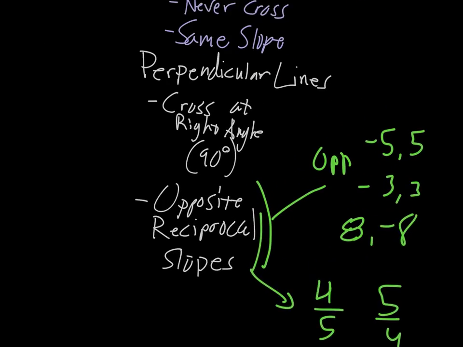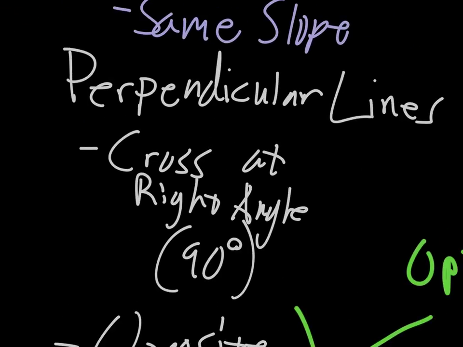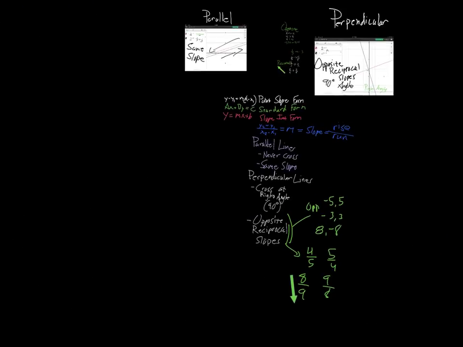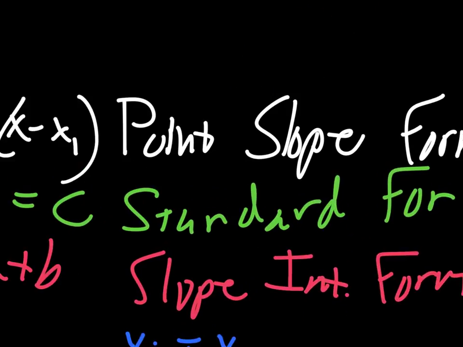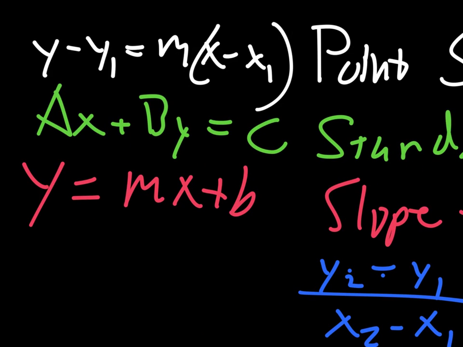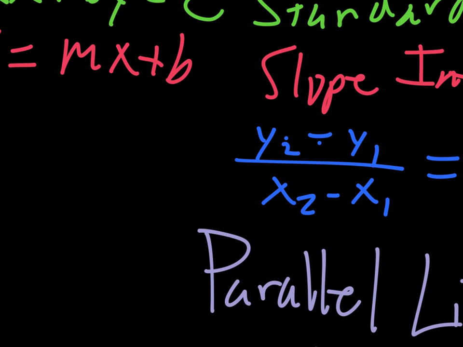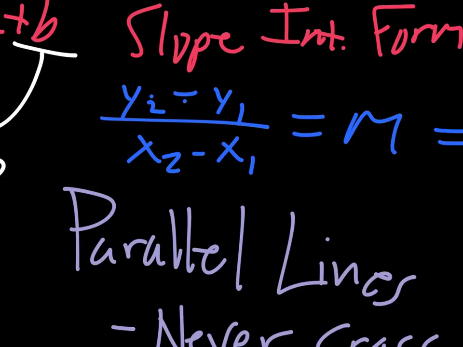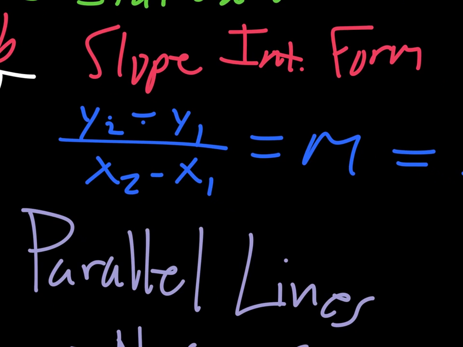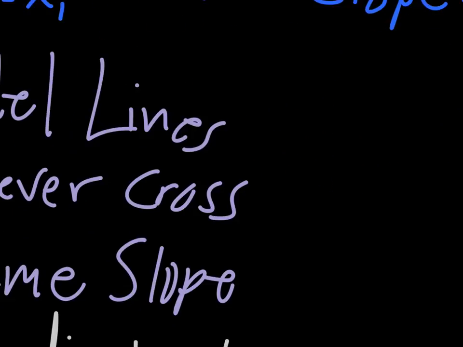And hopefully I'm beating a dead horse. You know what all these are. Yeah. So, review, point slope form is that one. Standard form is ax plus by equals constant. Slope intercept form is y equals mx plus b, where m is slope and b is the y-intercept. We know how to find m in a given circumstance: y2 minus y1 divided by x2 minus x1 equals m equals slope equals rise over run.